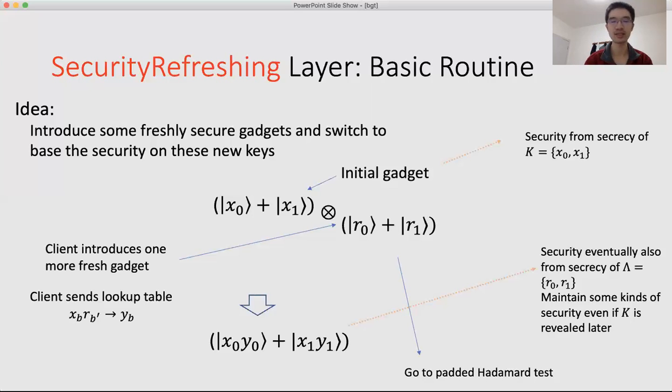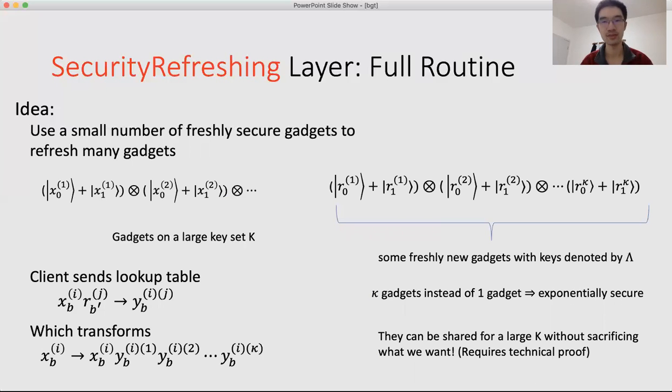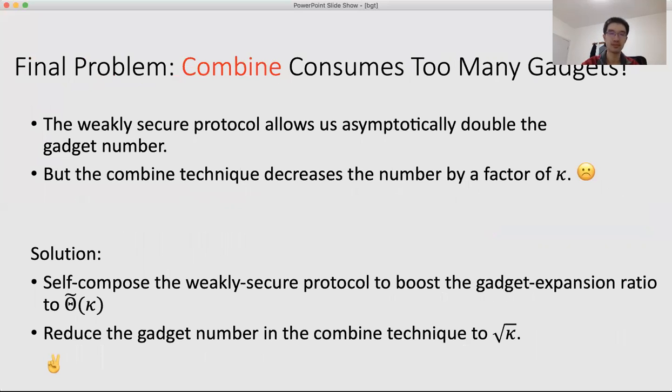Certainly, it's still weak security, but we can amplify it to a fully secure protocol. And this subprotocol can refer to security for many input gadgets. And to make it exponentially secure, we only need to use polycappa 30 secure gadget. So we can use some small number gadget to refer the security on many input gadget. And the proof is actually trivial and technical, which is given in the paper. So in this way, we can get a exponentially secure protocol.